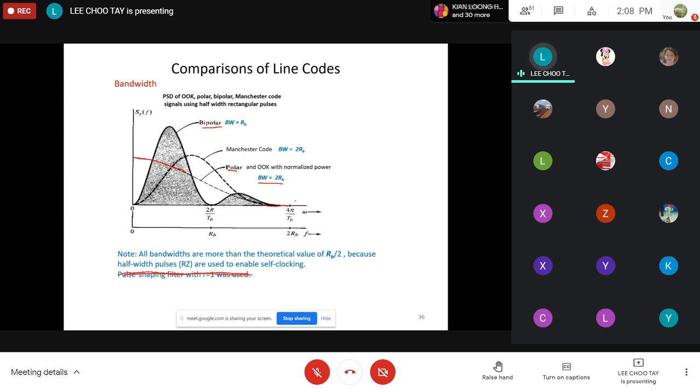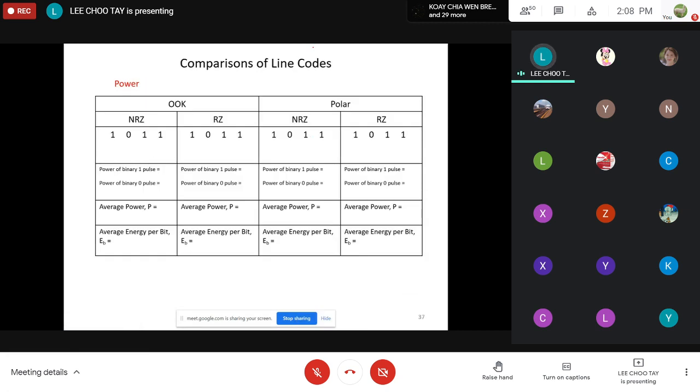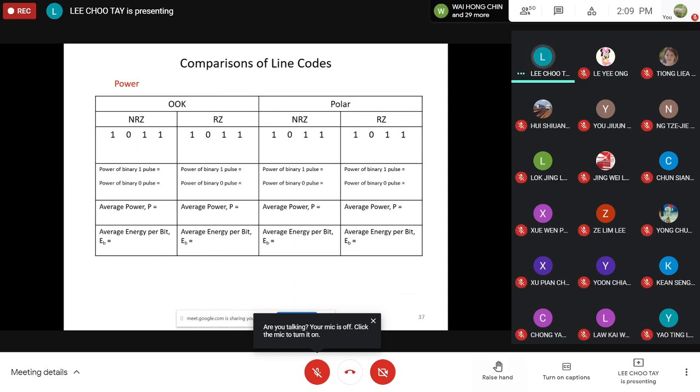I've added one more slide, so you may want to take this down now. This is on the comparison of the power that we actually transmit using different line coding methods. So let's look at the first. We just want to compare two, and the rest you can actually do on your own, because the concept is similar.